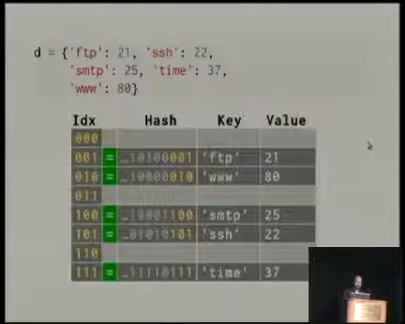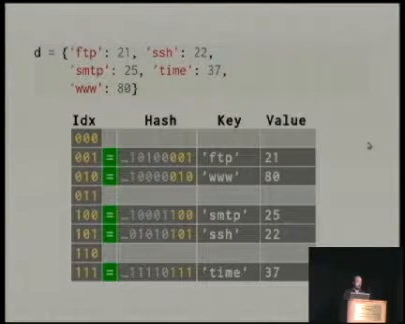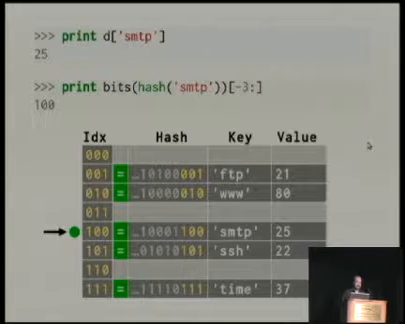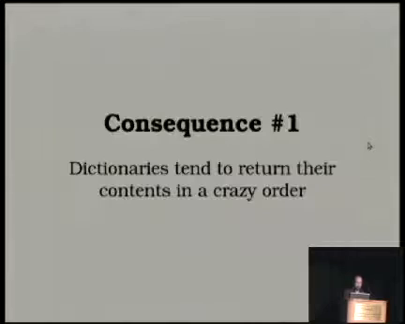And at this point, we have a 5-element dictionary stored in RAM where we can get very quickly back to any of the values in it, because lookup just does the same 3 steps. When you come back 20 minutes later with a key, it just computes the hash, truncates it down to 3 bits, and looks in that slot and finds it. You want to print D of SMTP, it can jump right there. Even though the dictionary has 8 slots in it, it immediately jumps to the right one.